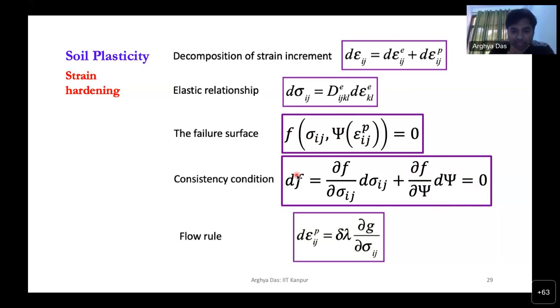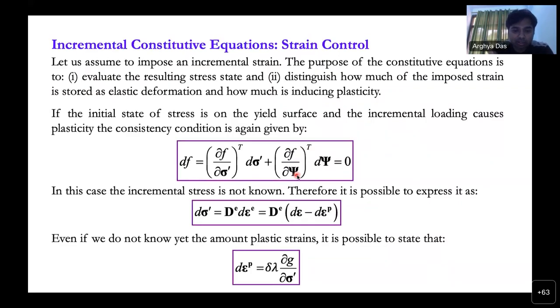Now, I have a little bit of mathematics. I'll quickly run over it. We already defined the consistency condition, which is del F del sigma d sigma plus del F del chi d chi, the internal variable chi, equals zero.